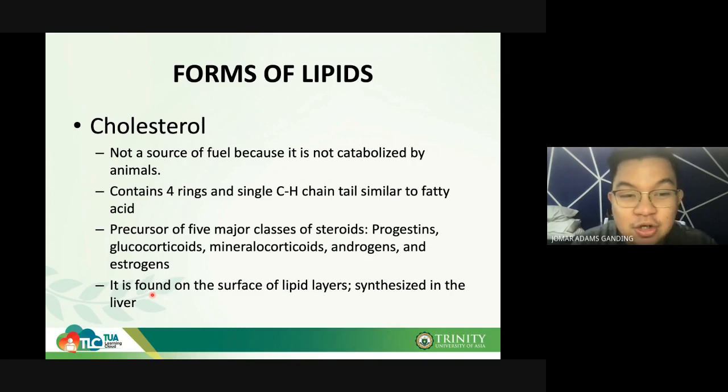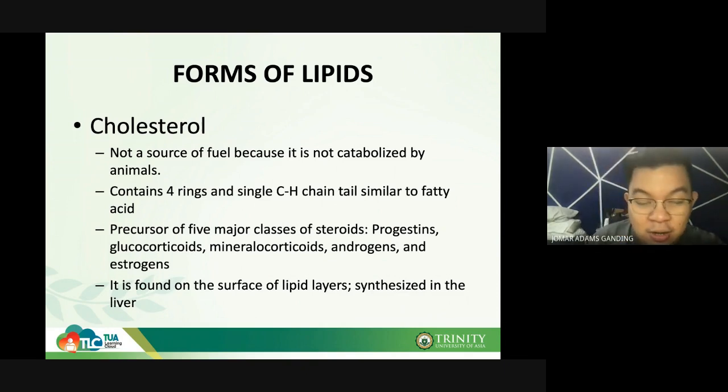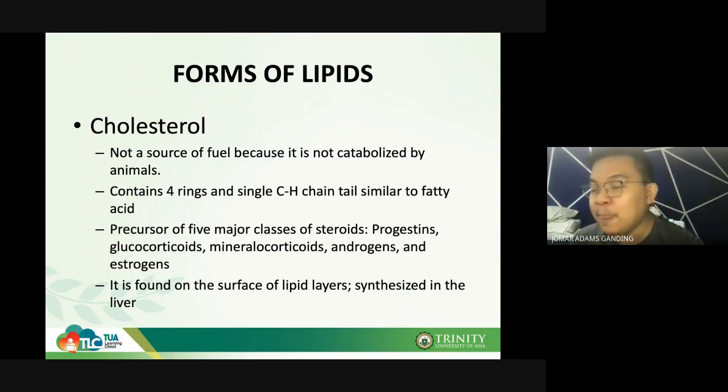And aside from that, your cholesterol is also found in the surface of your lipid bilayer, and it is synthesized by your liver. Again, this might be new information for some of you. Yes, cholesterol is synthesized by our liver. Okay, you create cholesterol. Yes, you do eat food with cholesterol, but you also produce cholesterol in the body. Okay? So, yun yung isa sa mga bagay na kailangan ninyong ma-realize today, that cholesterol is not only from your diet, it also is produced by your liver. Okay? So, much about that in a short while.